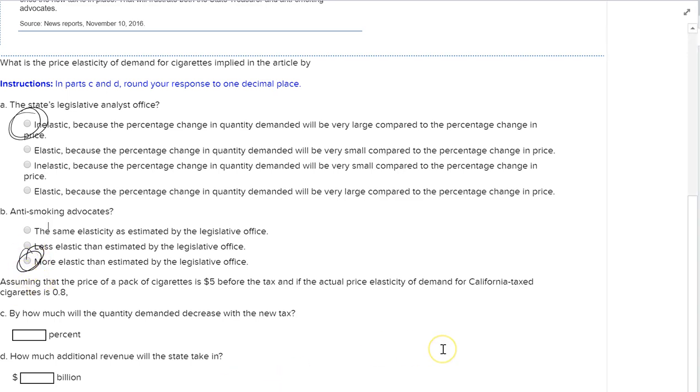And then down here, the calculations, I think, are where people are struggling a little bit. So let me just show you how to set this one up. They said if you assume that the price of a pack is $5 before the tax, and the actual price elasticity is 0.8, well, you've got some information to work with, and we can just work backwards. So before the tax, the price was $5, and before the tax increase, it was 87 cents. And what they meant to say was the tax increase. So that's one thing to watch out for. Then they said that tax had gone up by $2 a pack. So the new price is going to be $7.87.